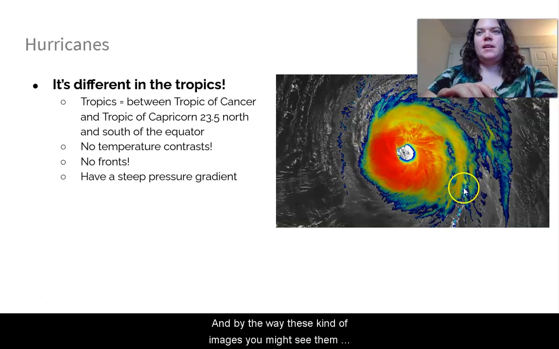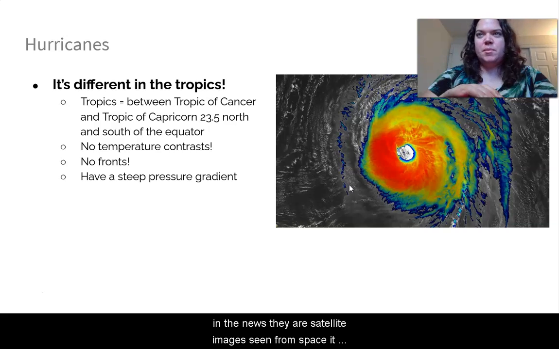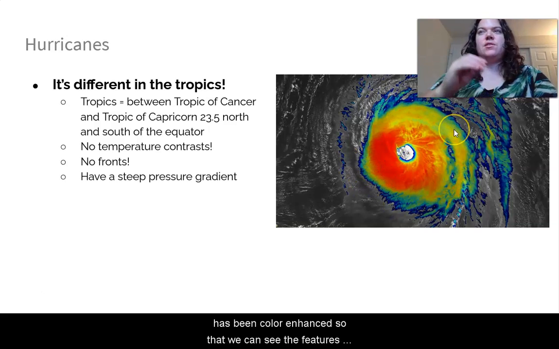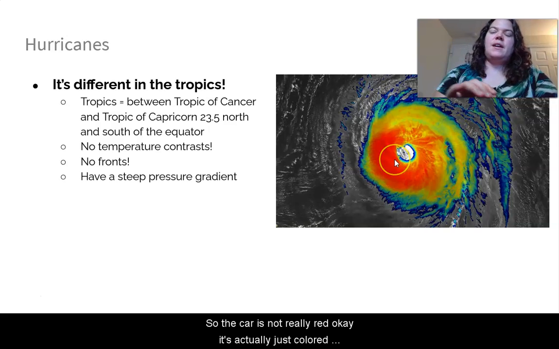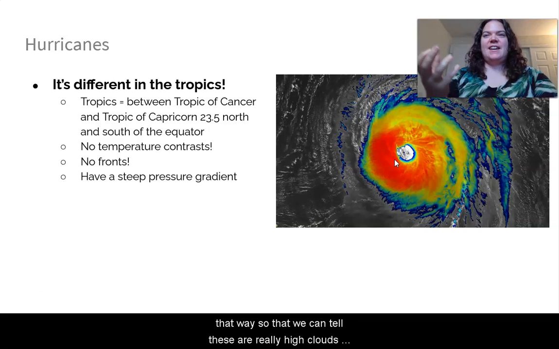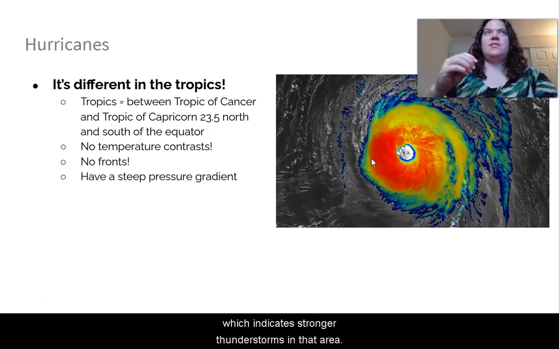And by the way, these kind of images, you might see them in the news. They are a satellite image seen from space. It has been color enhanced so that we can see the features of the clouds as atmospheric scientists. So the cloud is not really red, okay? It's actually just colored that way so that we can tell these are really high clouds, which indicates stronger thunderstorms in that area.